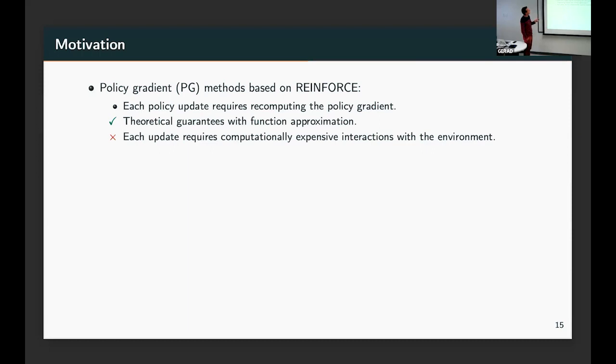Yeah, so RL, so standard REINFORCE, it's basically this, where you do one gradient step and then you re-interact with the environment. So no one uses REINFORCE anymore. This is just way too expensive.